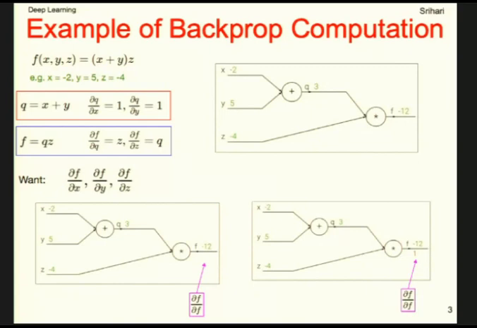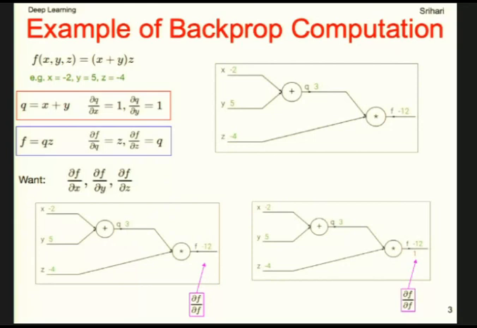Another interesting thing is that you're computing the derivative at a particular point of that function. So for instance, with x equal to minus 2, y equal to 5, z equal to minus 4, q becomes equal to 3, since adding minus 2 and 5, you get 3. And then f is equal to q times z, which is minus 4, which is equal to minus 12. That's the computation that's gone on.